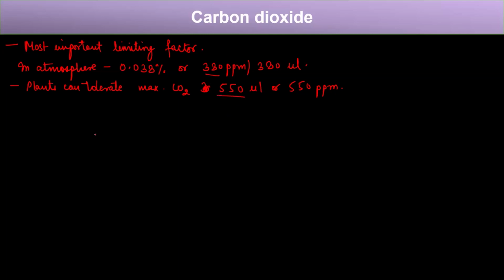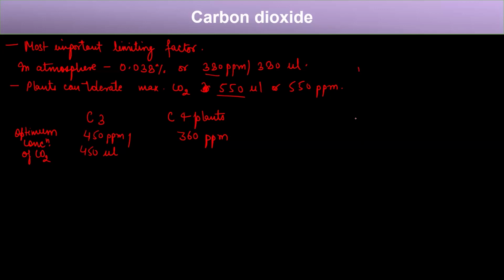Okay. Now we have studied about the different types of plants, for example C3 plants, right? And we have seen C4 plants. Now these plants have different carbon dioxide optimum. So the optimum concentration of CO2 that these plants require: the C3 plants require 450 ppm, or 450 microliter. So ppm and microliter is same. And the C4 plants require 360 ppm.